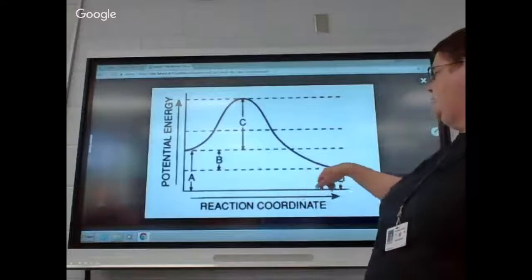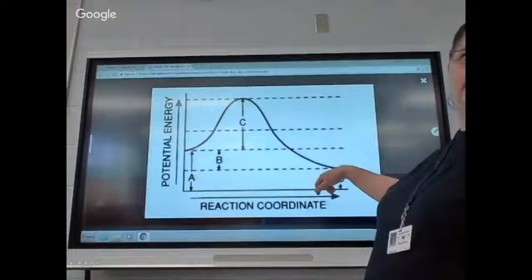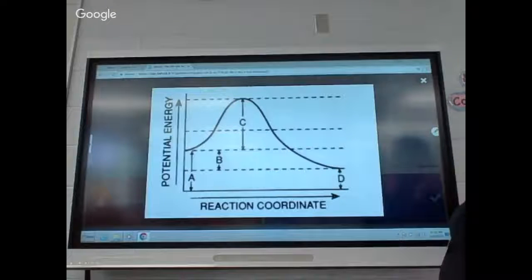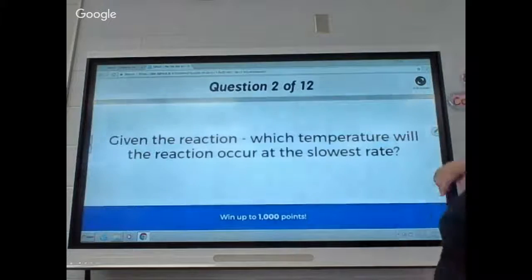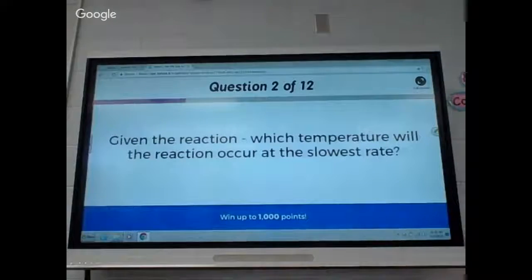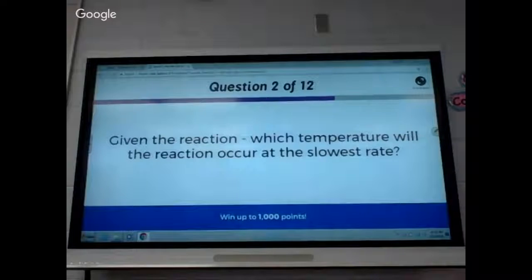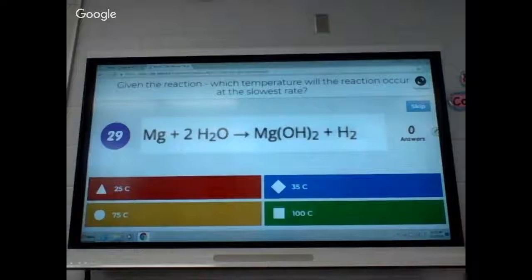When you look at this, what's lower, the products or the reactants? The products. That's why it's exo. You're wrong. Yes, you gotta go.